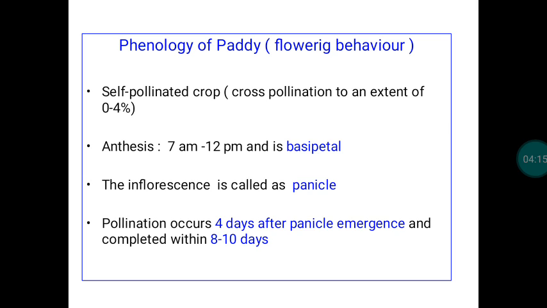Normally we use the A line as the female parental line for hybrid seed production. For some of the female parental lines, the flowering period is 10 to 12 days. In this case it will take 12 days for complete flowering of all the plants available in the field. But in general, in paddy the flowering period is 8 to 10 days.